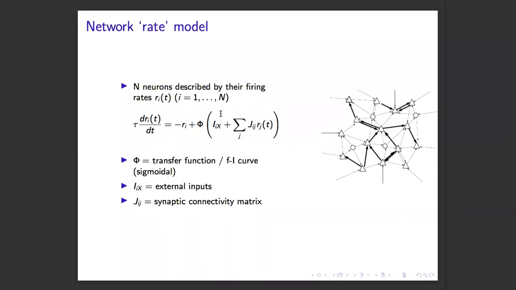And then the inputs are given by the argument of this function phi. So Ii^X represents the external inputs to neuron i. And then this second term here, this sum, represents the recurrent synaptic inputs, so the inputs coming from other neurons in the network. And these inputs are weighted by the synaptic connectivity matrix, Jij. And finally, this function phi that transforms inputs into rates is a so-called transfer function or f-I curve, and is typically taken to be a sigmoidal function, or sometimes also a rectified linear function or ReLU function.